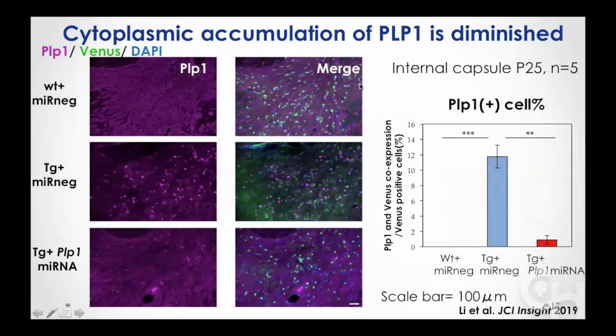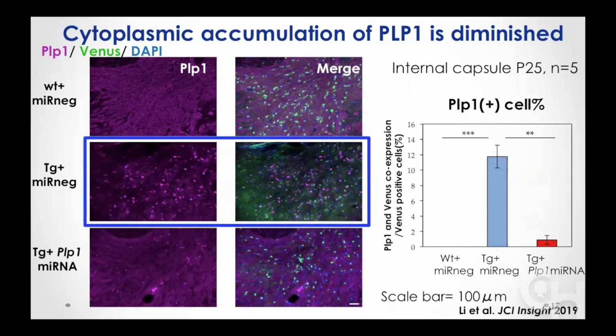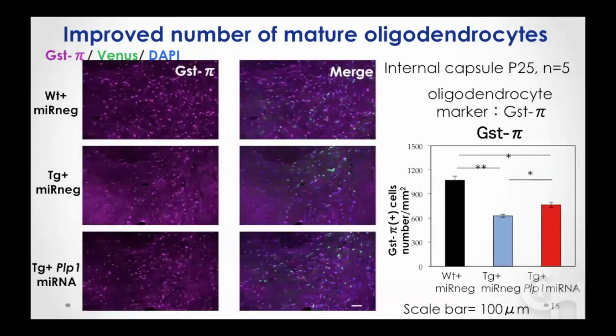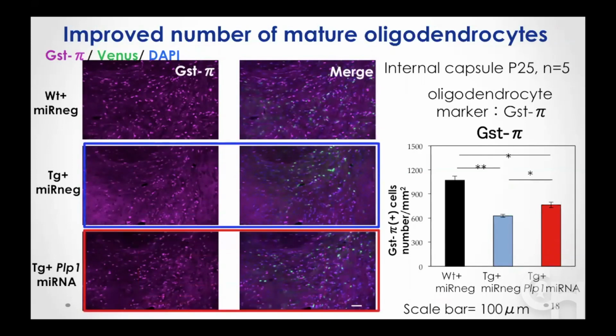Normally, PLP1 is present in the myelin fiber, as seen in the wild-type mice, but in the brain of PLP1 TG mice, PLP1 abnormally accumulates in the cytoplasm of oligodendrocytes. The AAV microRNA treatment rescued the cellular pathology almost completely. Accordingly, the number of oligodendrocytes, which is reduced in the TG mice, was rescued in the AAV microRNA therapy.